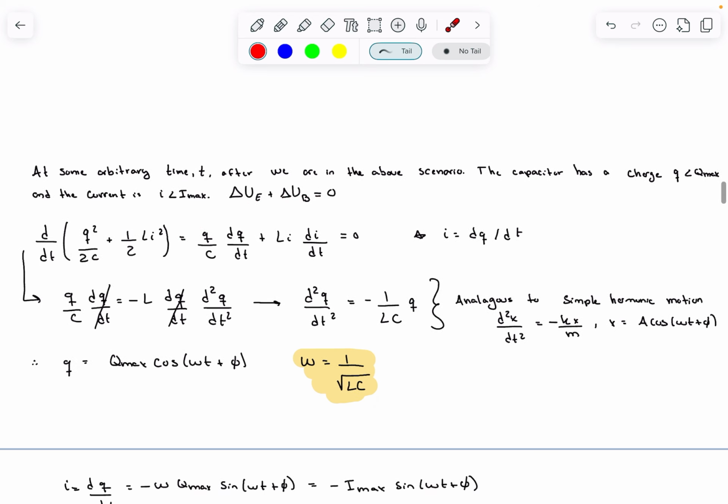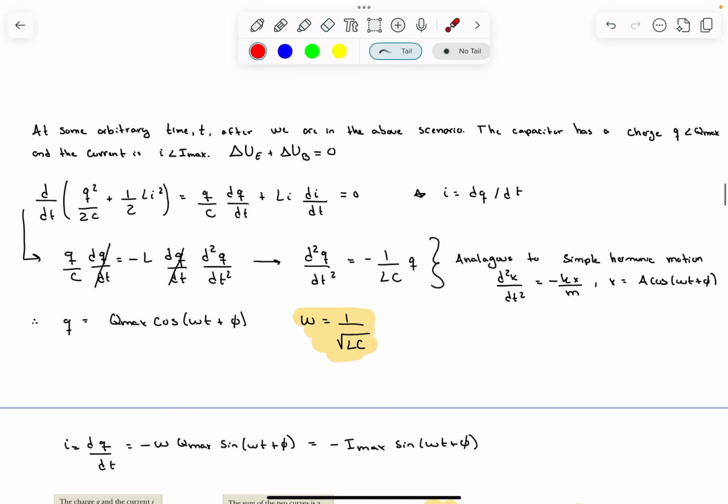Now we do have to remember that I is just equal to dq over dt, so let's replace that in this equation here. And so we get q over c dq over dt is equal to negative L dq over dt d2q over dt squared. So that's just from taking that and plugging it in. The reason why we didn't further simplify this on this side is because now we can cancel out the dq over dt on both sides and we get this. So d2q over dt squared is equal to negative 1 over LC times q.